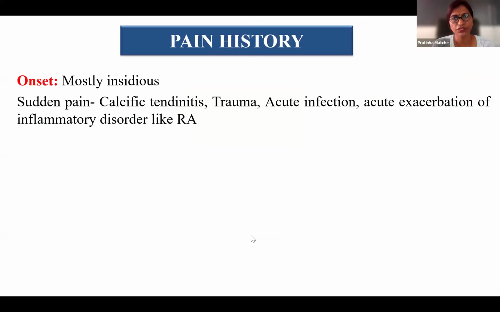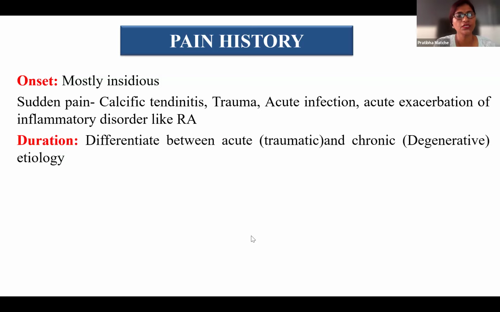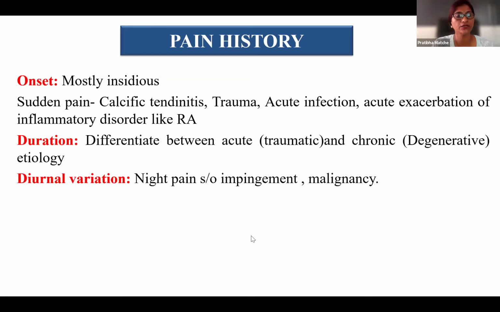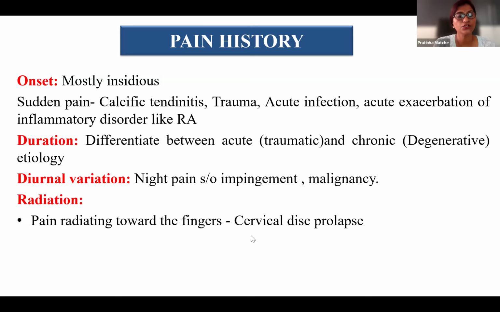Pain history is something which is very, very important, and I think only pain physicians go into the details of pain history so much. So we know the PQRST. In case of shoulder pain, the onset is mostly insidious, but in certain conditions it can be sudden pain, which could be calcific tendinitis, trauma, acute infections, and acute exacerbation of inflammatory disorders. The duration will help you to differentiate between acute and chronic etiology. History of night pain can be suggestive of impingement and malignancy, and always ask for the history of radiation.